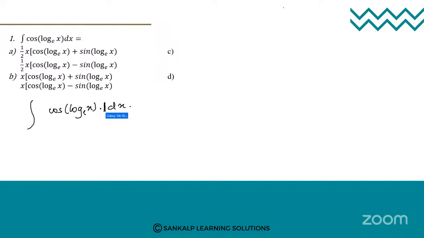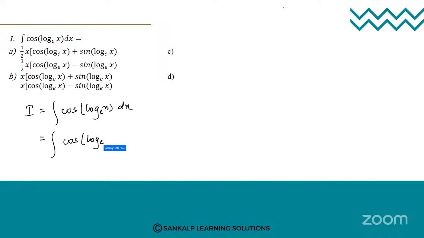Okay, we can write it comfortably. Let this be I. Let me write it once again here: cos of log x. So for my convenience I will write this as into 1. No problem, we can definitely write it. I will take this as u, and this as v. I will apply integration by parts.